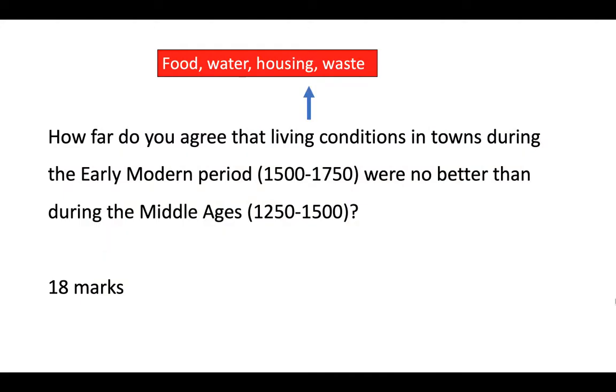Now, let's look at an example of a question. So this is the one we're going to focus on today. How far do you agree that living conditions in towns during the early modern period, that's the period we've just studied, 1500 to 1750, were no better than during the Middle Ages, another way of saying medieval times, 1250 to 1500. Just pause for a second, and I'll let you read that question again by yourself.